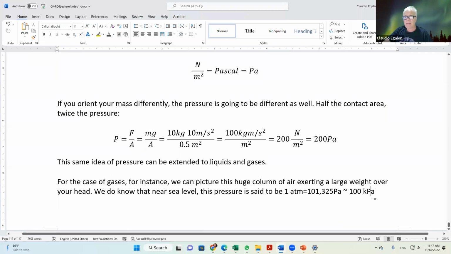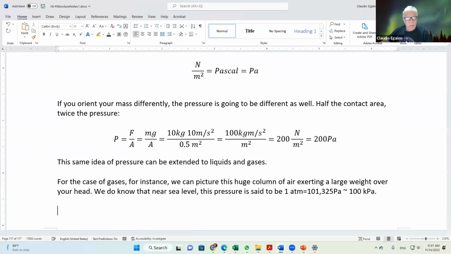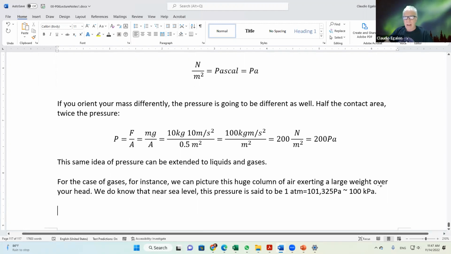It is the pressure due to the oxygen and the nitrogen, mostly nitrogen and oxygen, right? Because it's 75% nitrogen, 25% oxygen, and then we have a small percentage of other gases as well. That's the idea that you have to have about pressure.